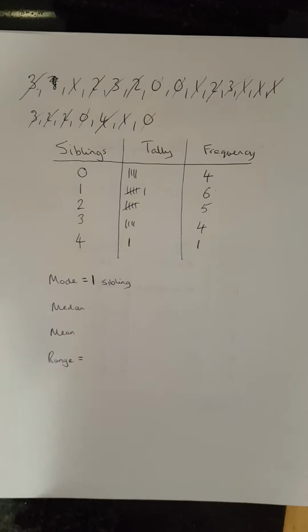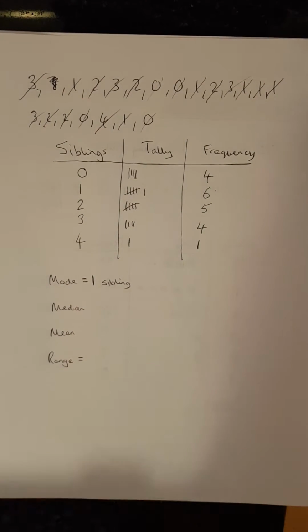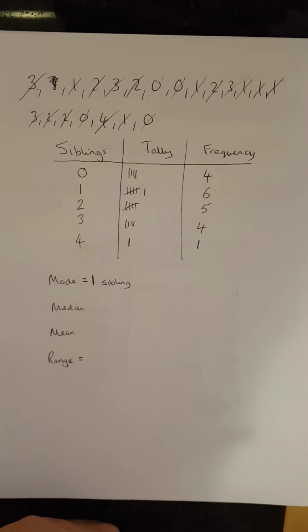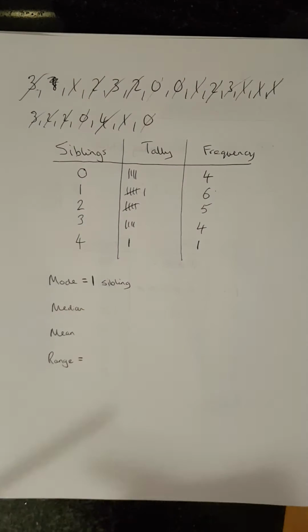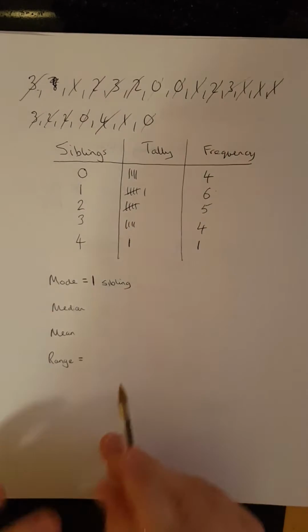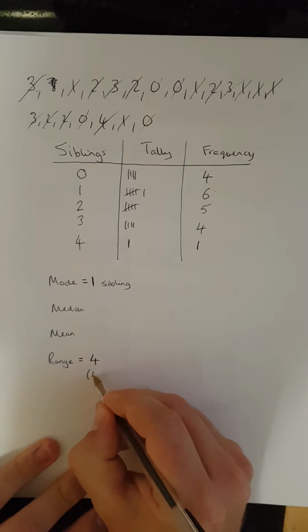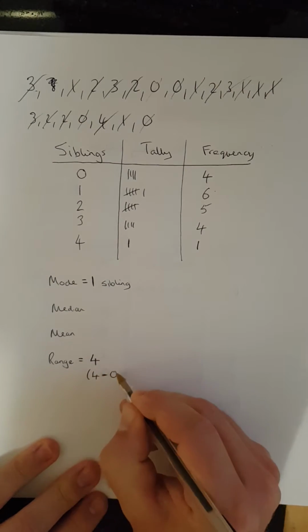Okay, I'm going to jump down now and tackle the range with you. So, what is the gap between the highest number of siblings and the lowest number of siblings? And listen to the wording. It's the highest number of siblings and the lowest number of siblings. So it's this column we're focused on. So it's 4, because it's 4 take away 0.